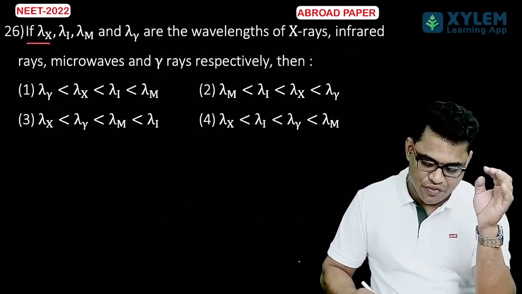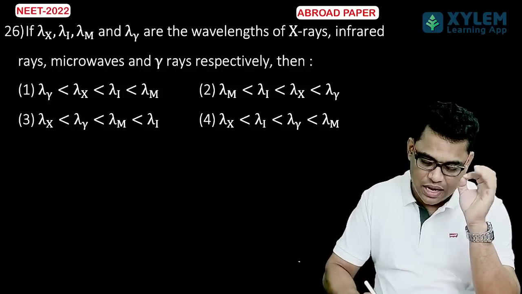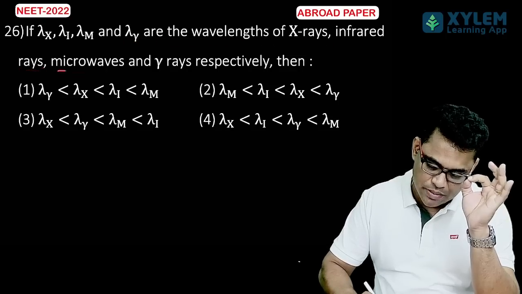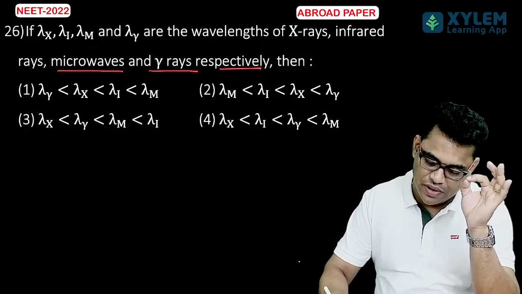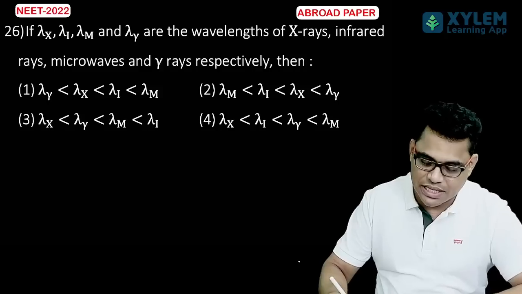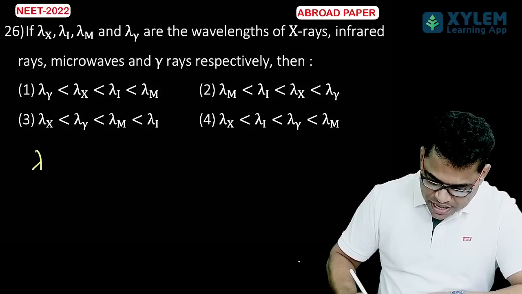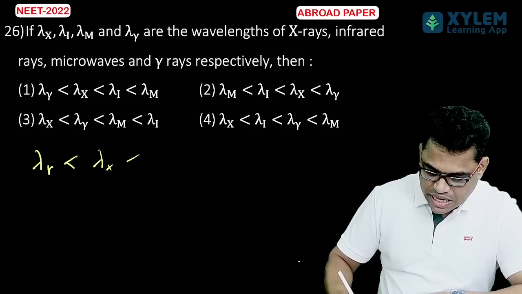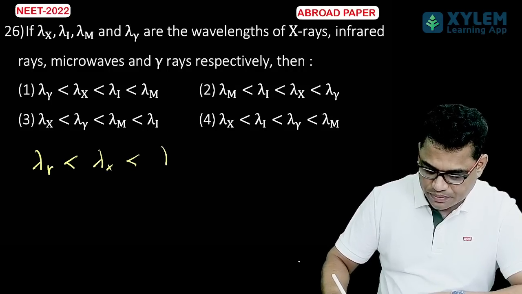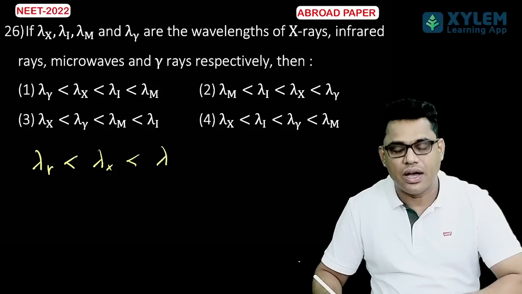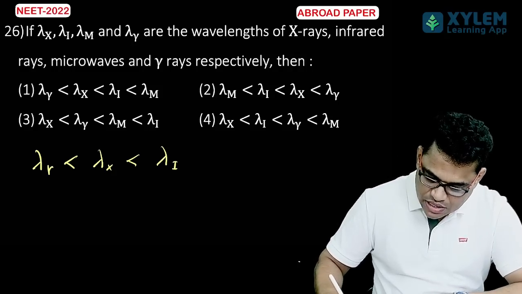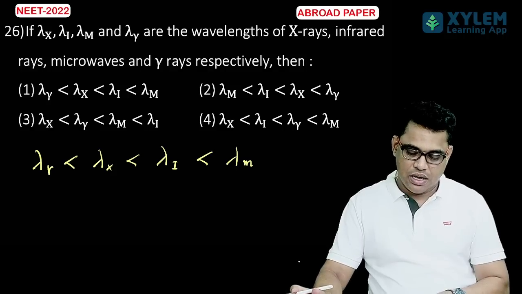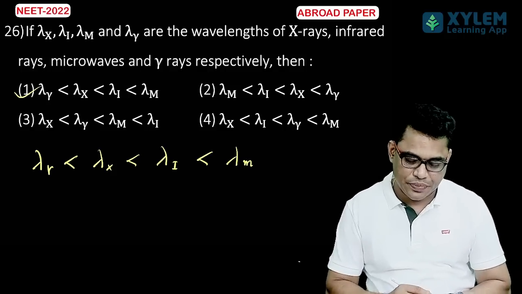26th question. If lambda x, lambda i, lambda m, lambda gamma are the wavelengths of X-rays, infrared rays, microwaves and gamma rays respectively, then out of these, gamma ray has the least wavelength. Therefore, lambda of gamma is the least. Then X-rays. Then what? Infrared rays. Then the wavelength of microwaves. Is there? Here is the right option.